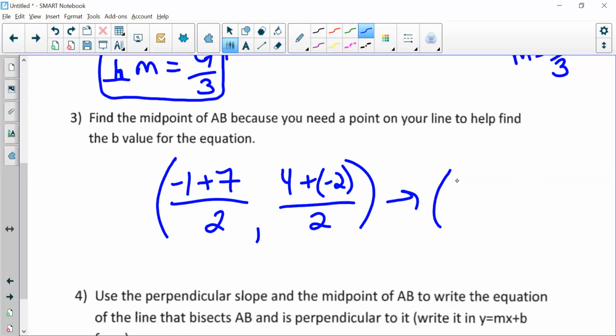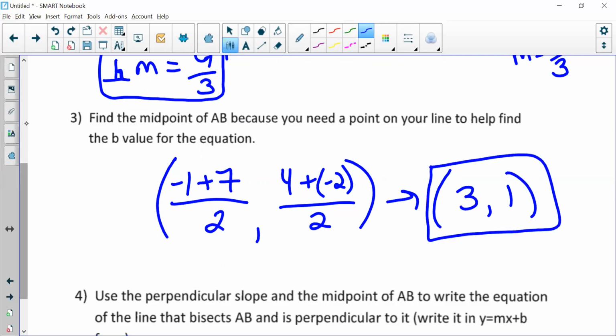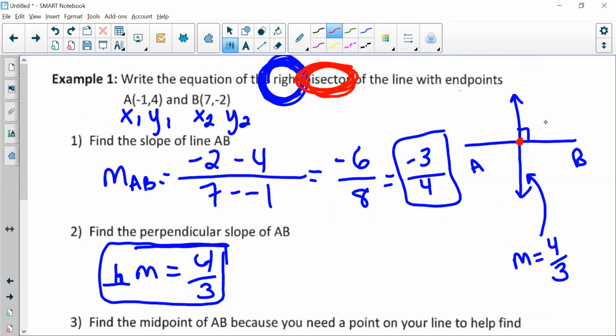Three, one. Okay, I'm just going to put this on this quick sketch that I have here. Three, one.